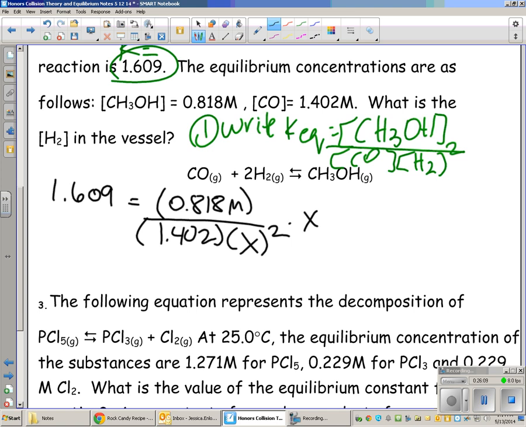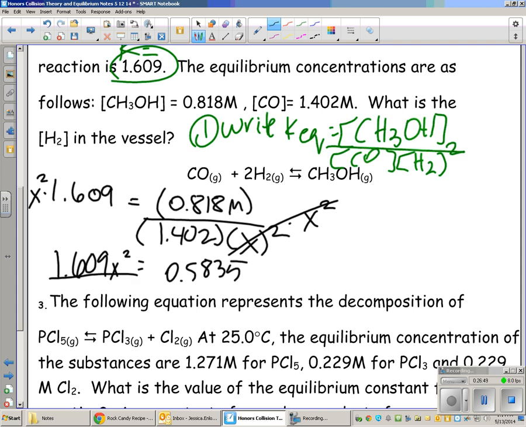Alright, I'm assuming that we're okay with the algebra. If you're not, come see me. So if I multiply x squared on both sides, that cancels them out on this side. Then I have x squared times 1.609 is equal to this mess. Go ahead and solve for this mess, not over that. So 1.609 x squared is equal to 0.5835. Yeah? How do you solve for x squared?